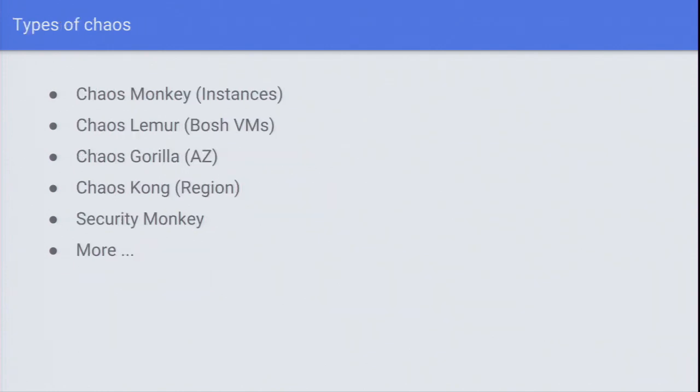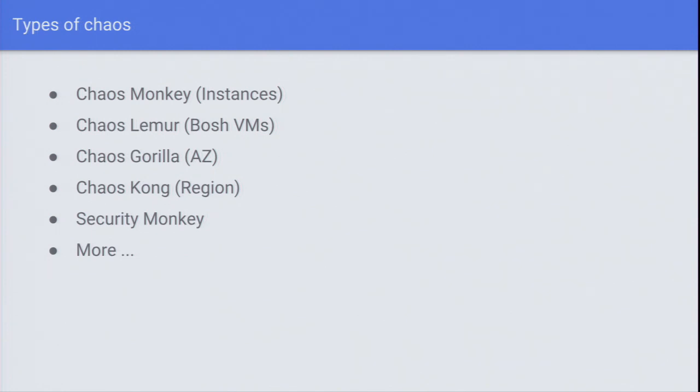So here are the different types of chaos. Chaos Monkey would be to inject some failures into instances. This is what we are going to do in the demos. We'll inject some latency and some exceptions, but you could also just terminate random instances and see if it's going to restart or if you get alerts.